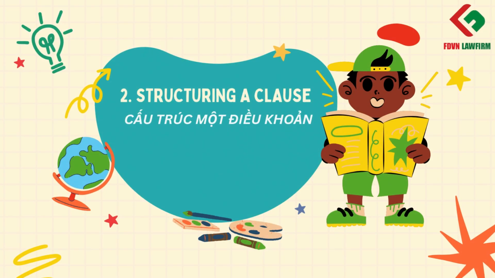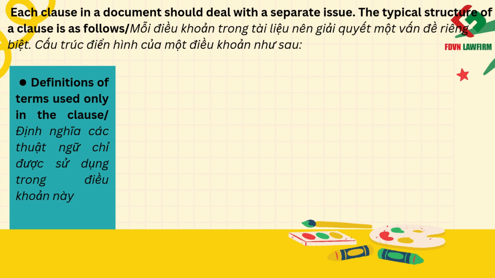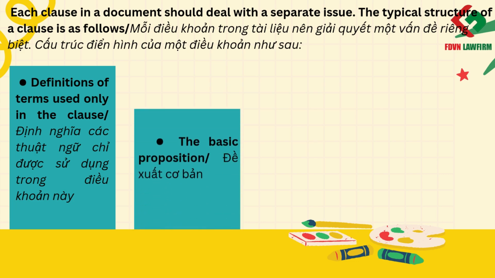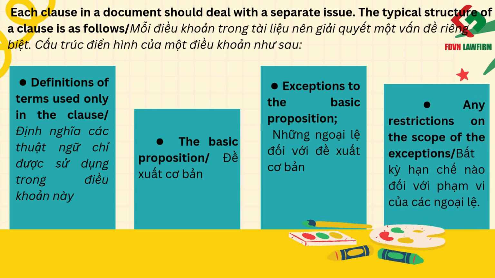2. Structuring a clause. Each clause in a document should deal with a separate issue. The typical structure of a clause is as follows. Definitions of terms used only in the clause. The basic proposition. Exceptions to the basic proposition. Any restrictions on the scope of the exceptions.